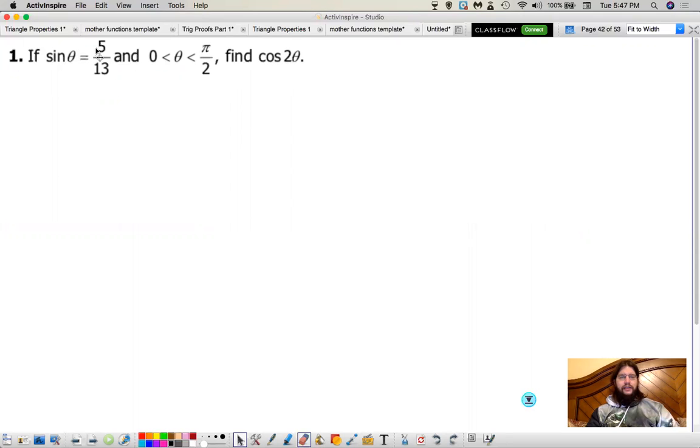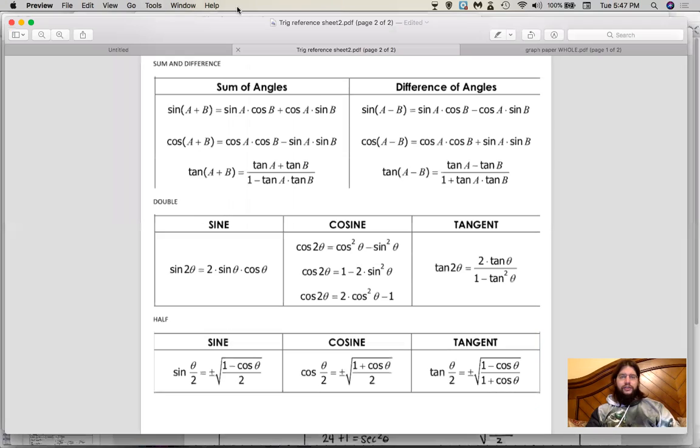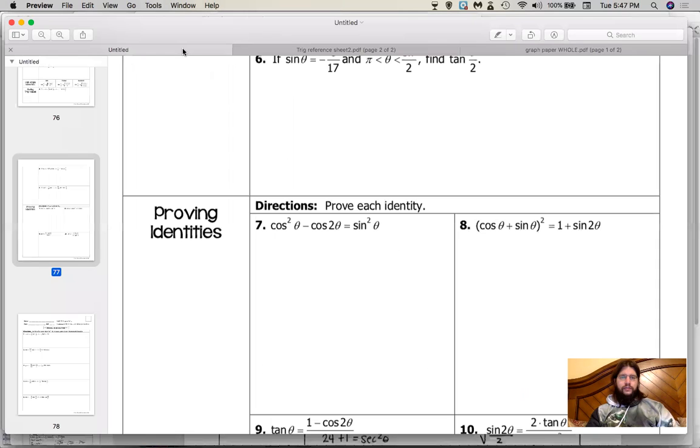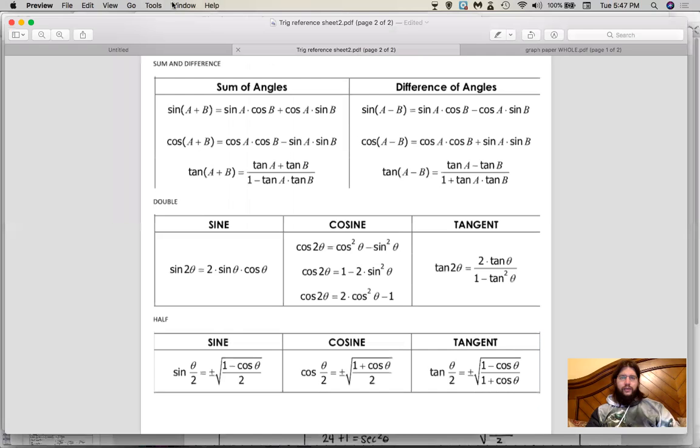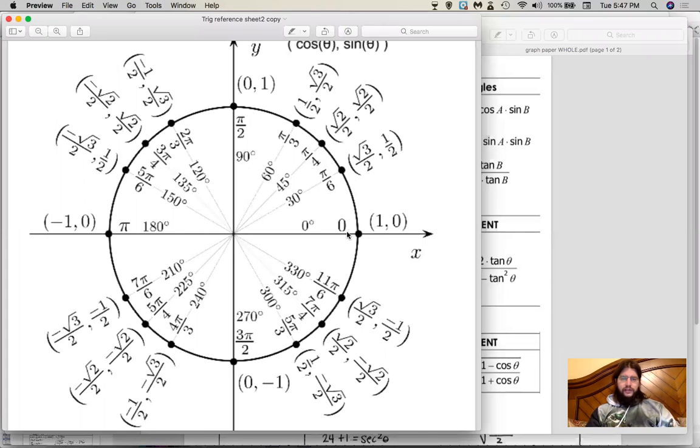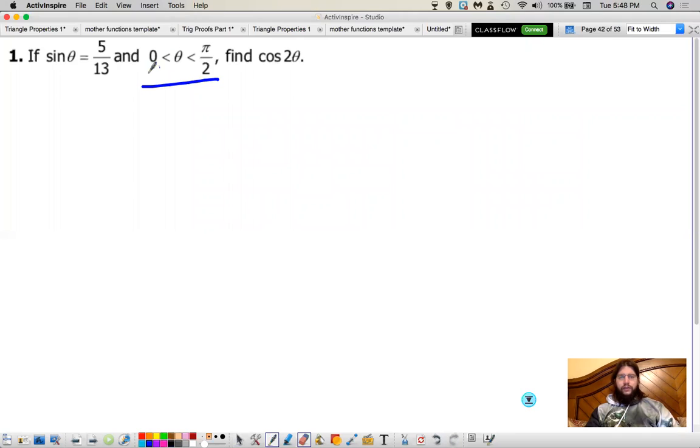So we know sine of theta is 5/13 and it tells us to find cosine of 2 theta. Now pay close attention to where we are located. It says 0 is less than theta is less than pi over 2. Take a look at your unit circle. So 0 to pi over 2, that's the first quadrant we're looking at. So first quadrant, this is how your triangle should look.